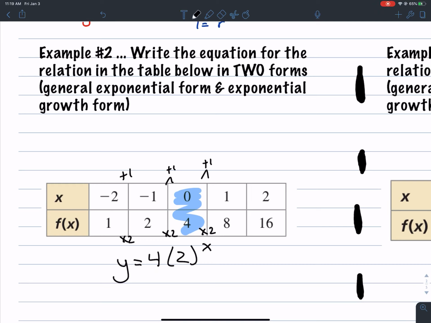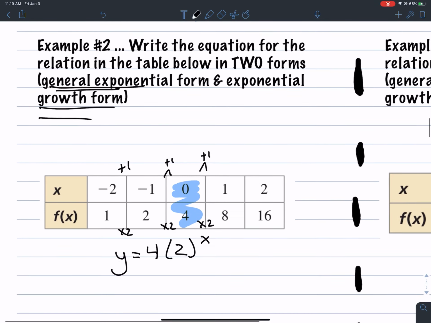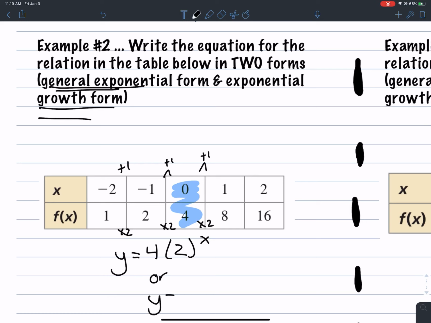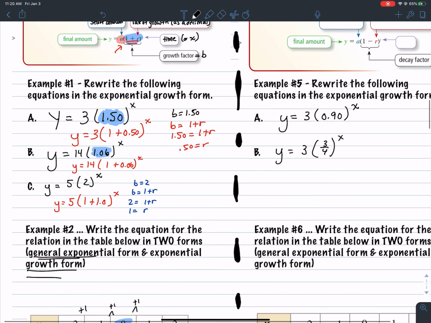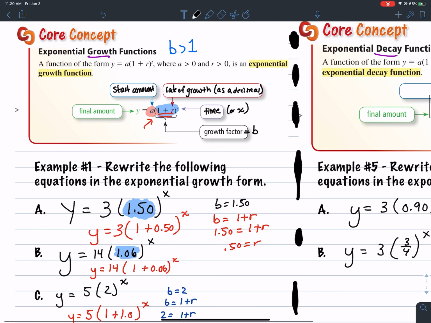But if I had to write it not only in the general form, but also in the exponential growth form, that's where instead of calling b 2, we'd have to write that as 1 plus a number. And 1 plus what would equal 2? Well, that would be 1 plus 1. So that's exponential growth. So exponential growth is when our b value is bigger than 1.